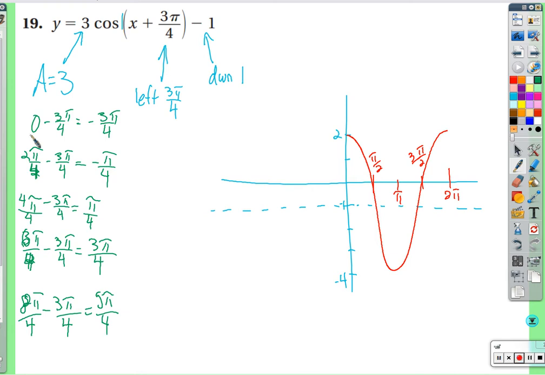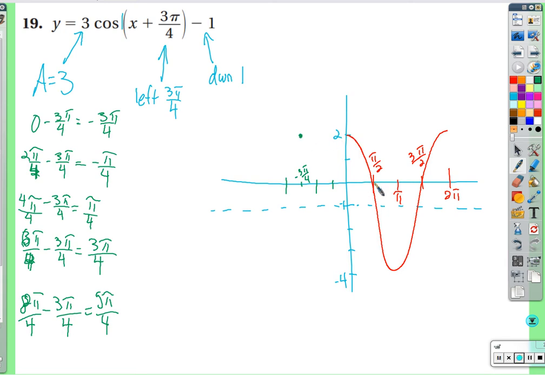So the point that was at 0 moves to negative 3 pi over 4. The point at pi over 2 moves to negative pi over 4, and so on. This point that was at 0 moves to the left 3 pi over 4. So let's see, this is pi over 2, so this is pi over 4, 2 pi over 4. Negative 3 pi over 4.